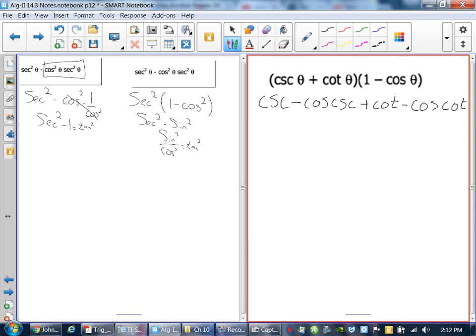Are you okay with that? Will you be okay with that? Okay. Now, in the middle here, I have 1 over sine minus cosine over sine plus cosine over sine minus cosine times cosine over sine. Now I split them apart. What's up?